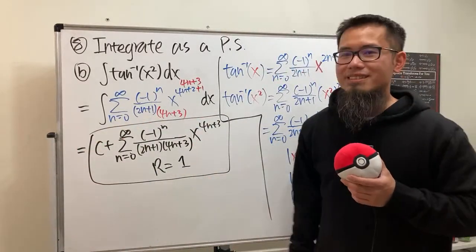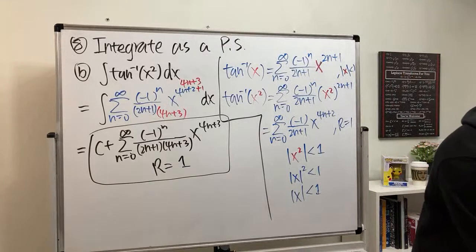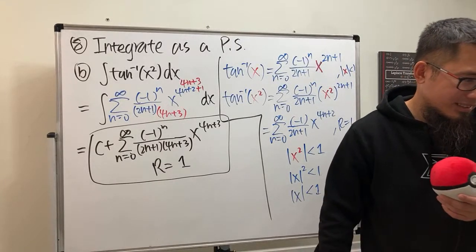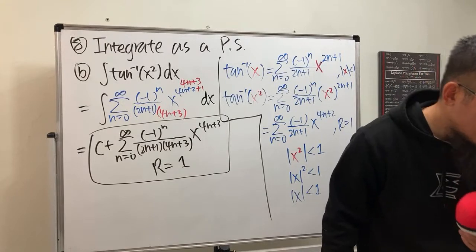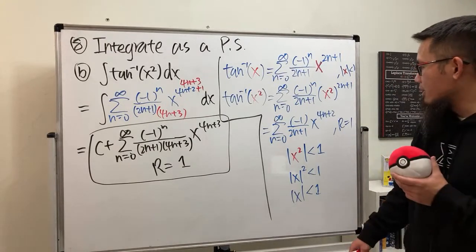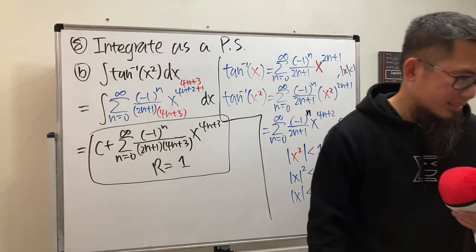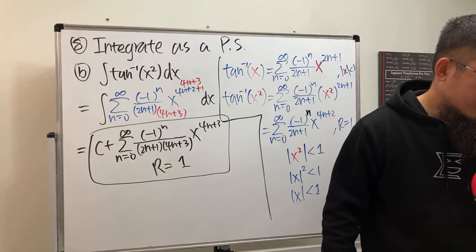Oops, parentheses, yeah. I missed the -1 to the n. Where? Oh, right here. Thank you. -1 to the n. Thank you. Yeah, thank you, Tommy.